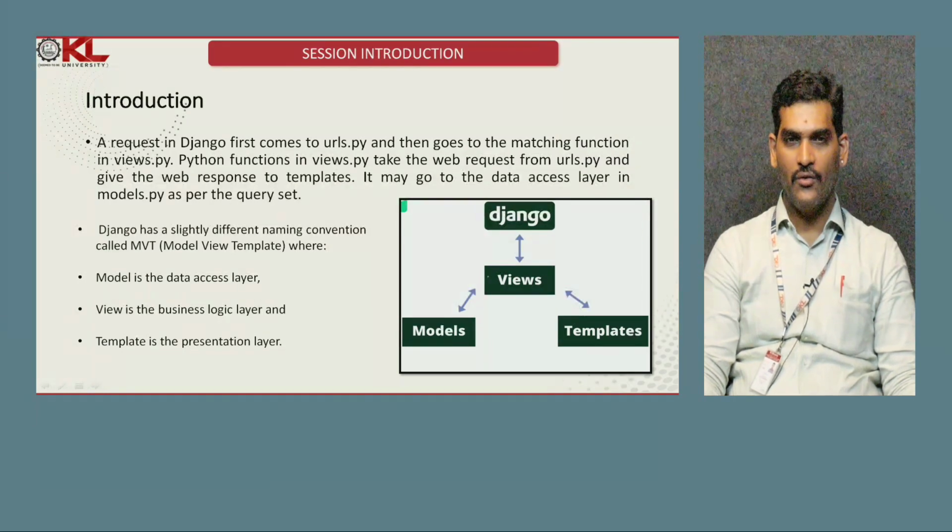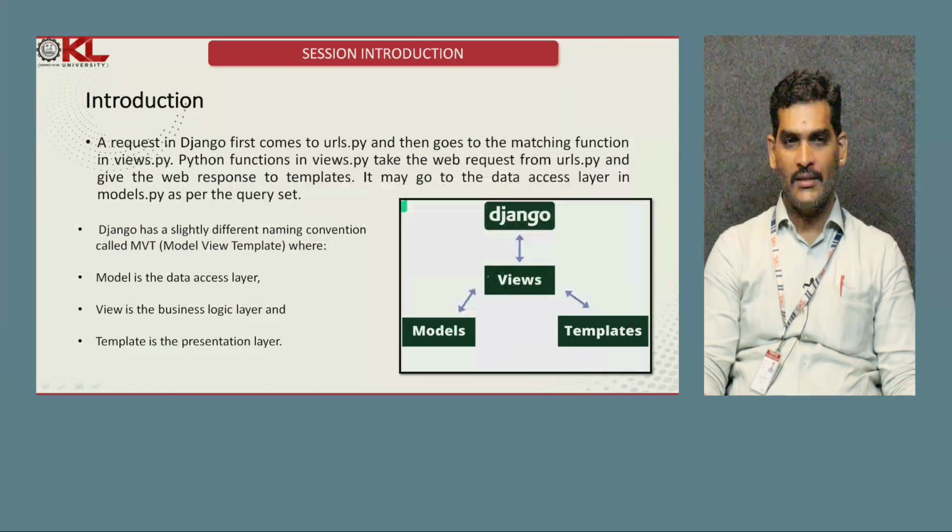A request in Django first comes to urls.py and then goes to the matching function in views.py. So a Python function in views.py takes the web request from urls.py and gives the web response to templates. It may go to the data access layer in models.py as per the query request. Whenever database involvement is required depending upon our query, it will access models.py.